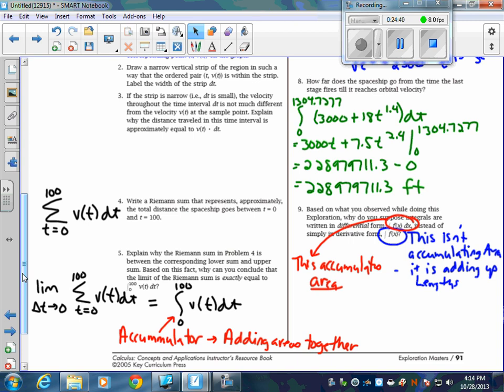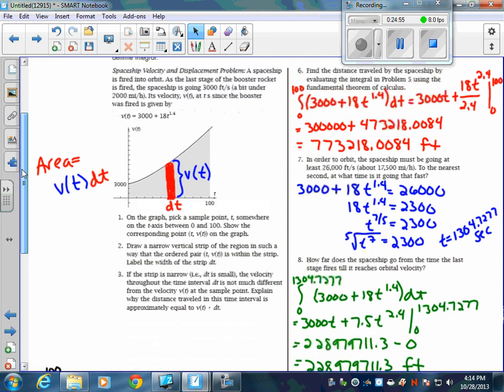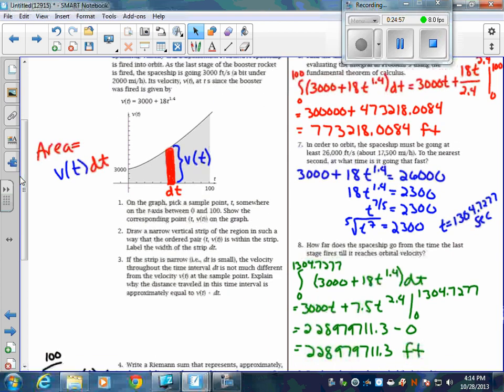So if you did not get number 8, I would pause the video here so that you can work with my solution and make sure that you understand it. If you did not get 6 or 7, I would pause the video here to make sure that you understand my solution.